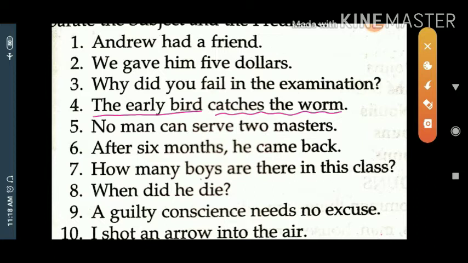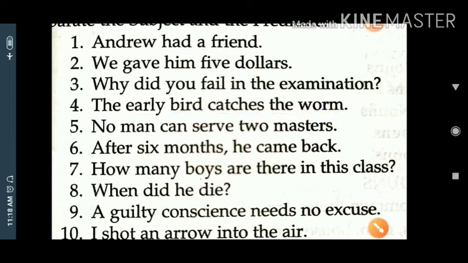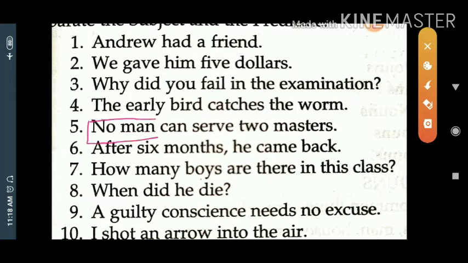Next to that, no man can serve two masters. Think about who can serve two masters? No man. No man is equal to not a single man. No man means not a single man. Can serve two masters, that is the predicate.